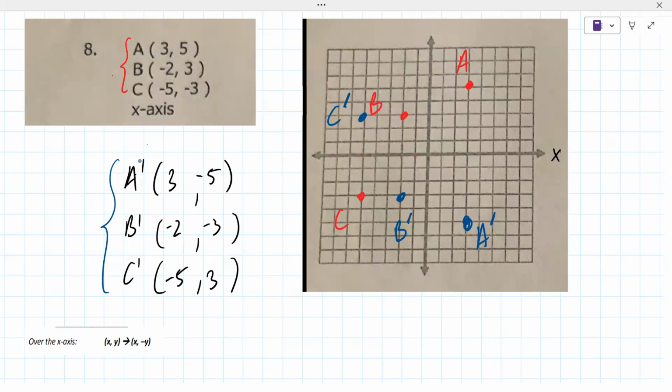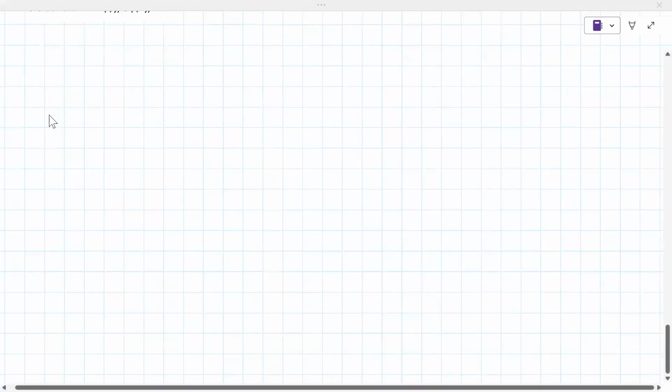All right. So you're getting a feel for what you have to do here. Why don't you try number 9 on your own? Number 9 is just the y-axis. It's up to you if you want to make that table or not. I recommend it. All right.